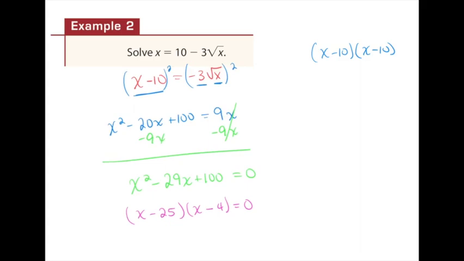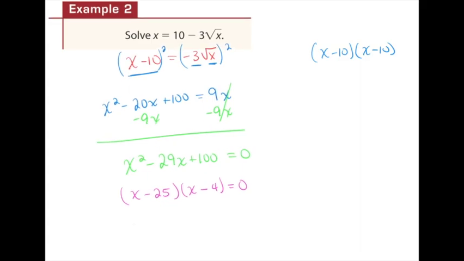Remember, when you have a quadratic, once you have those factors, you set each factor equal to 0. All right, so I'm going to take the x minus 25 and set it equal to 0. And then I am going to take the x minus 4 and set it equal to 0. So my two potential answers are 25 and 4.